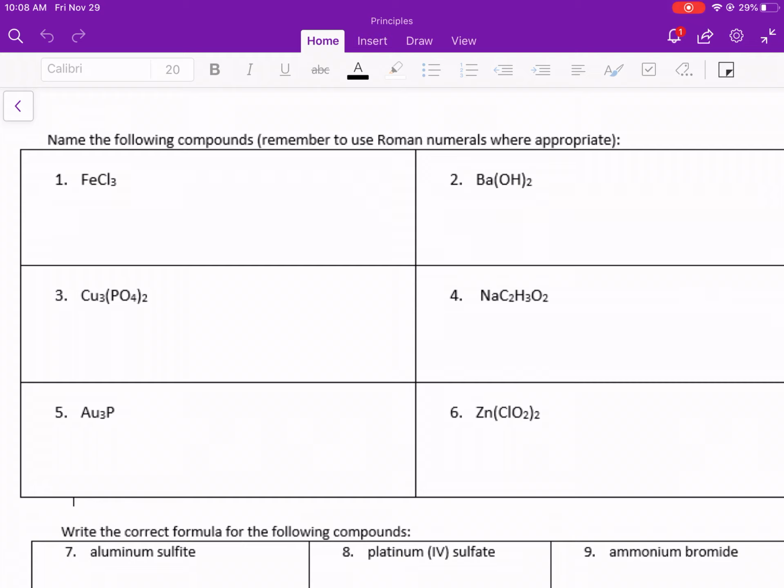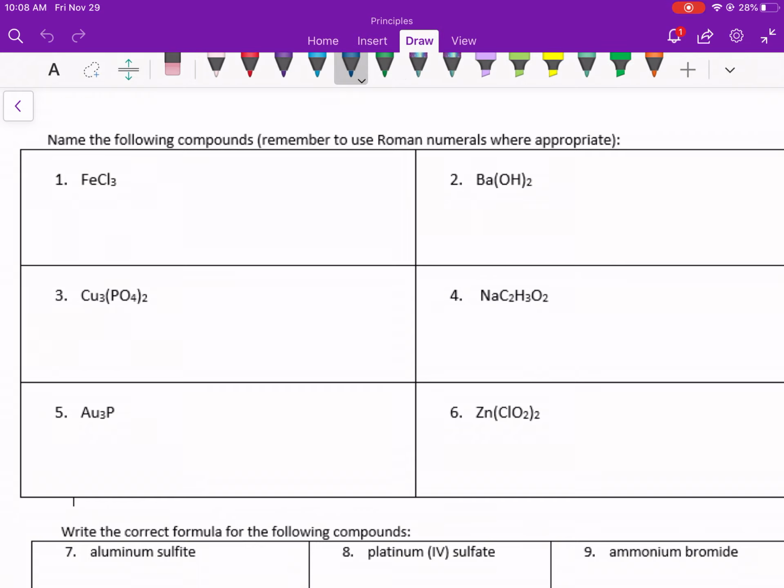Okay. So when we're looking at an ionic compound, like number one here, FeCl3, we first have to decide whether the metal, in this case the iron Fe, is a transition metal or not. Because if it's not a transition metal, we can tell what its charge is just by looking at where it sits in the periodic table. And if it's not a transition metal, then we don't really need to include the charge in the name. In fact, we shouldn't include the charge in the name if it's not a transition metal.